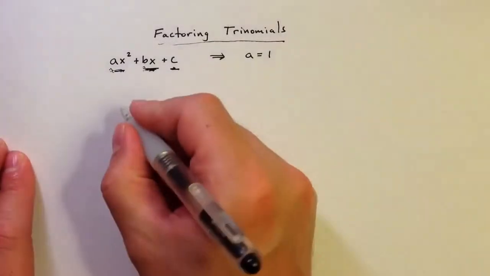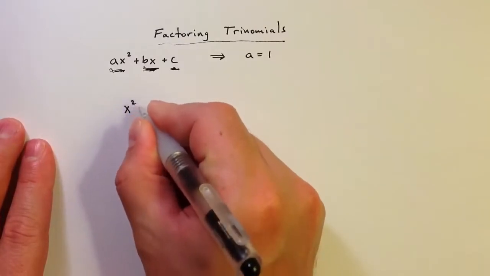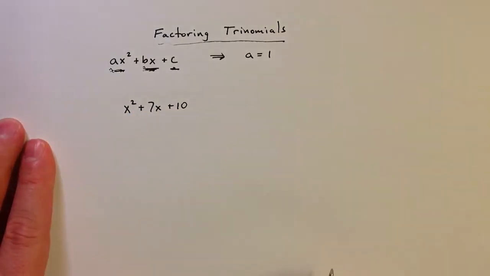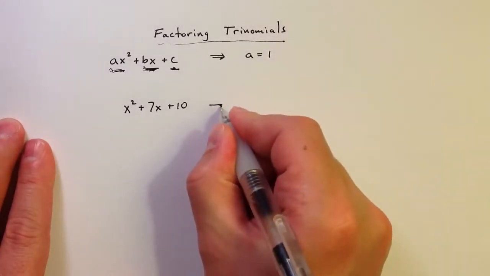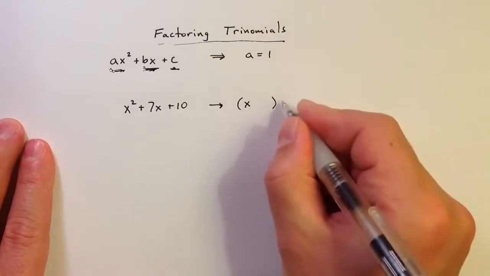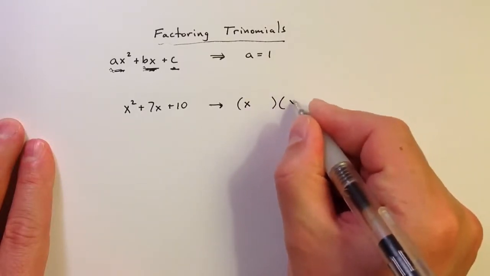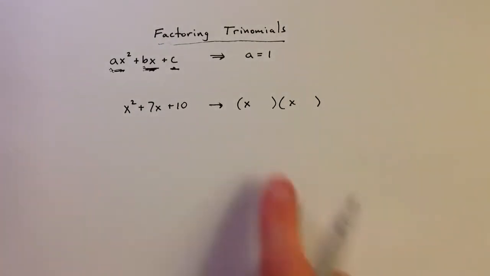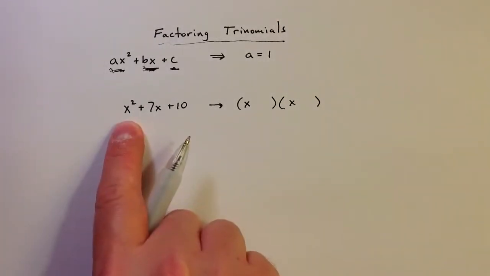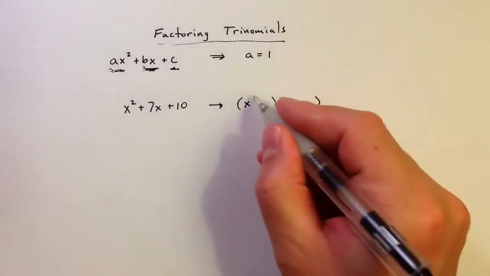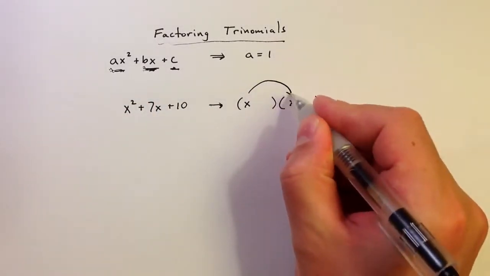So let's look at an example. So we could have something like x squared plus 7x plus 10. And if this factors, it's going to have to look like x plus or minus some number and x plus or minus some other number. Right? Because if this factors, if it splits into kind of simpler pieces, the x squared is going to come from multiplying x times x.